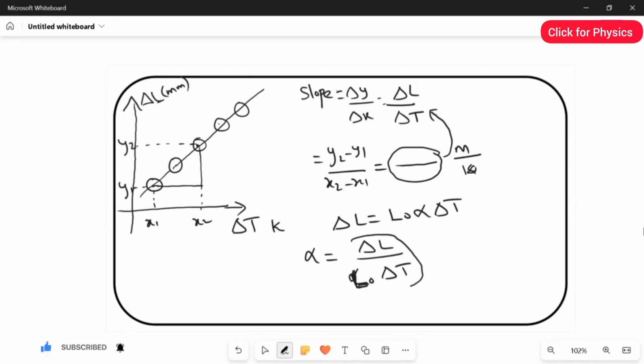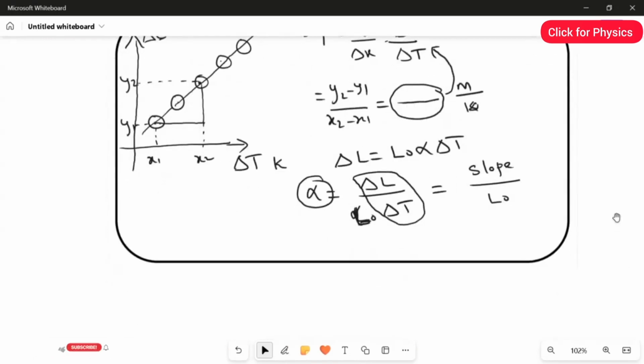So here delta L over delta T is nothing but our slope. So what you have to write is this equation: slope divided by the original length is equal to alpha. Once you substitute the value of the slope here and divide that slope by the original length of the rod, we will get the value of alpha. This alpha value is the experimental alpha value, and the unit is 1 over Kelvin or Celsius degree.